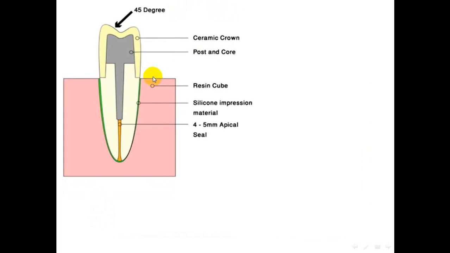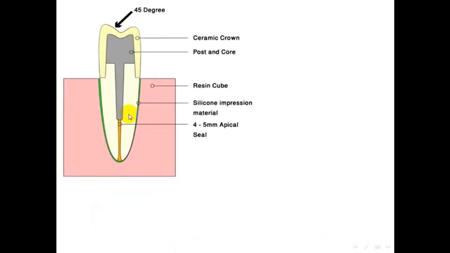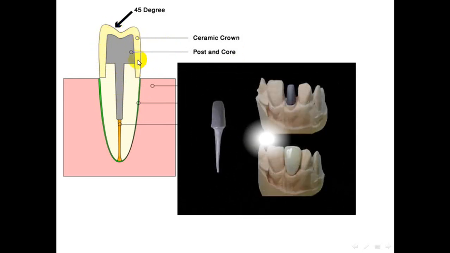There is another type of post and core, as seen in the previous radiograph, which is this one. It is made by making a preparation inside the tooth, taking an impression and making a negative cast, and on the cast we make a single post and core object, which is luted inside the root, and a final ceramic crown is made over it. That is what appears in clinical practice.